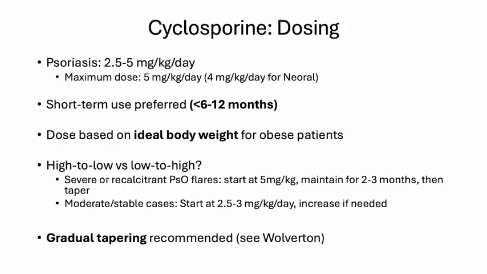How is cyclosporin dosed? For psoriasis, the typical dosage range is 2.5 to 5 milligrams per kilogram per day. The max dose in dermatology is traditionally 5 mg per kg per day, but 4 mg per kg per day should be considered for the Neoral formulation due to its greater bioavailability. Cyclosporin is best used short-term, typically less than 6 to 12 months. For obese patients, dosing should be based on ideal body weight, not actual body weight. It's important to start at a lower dose and increase gradually for moderate disease, while severe flares may warrant starting at the maximum dose with subsequent tapering. In general, tapering of cyclosporin should be done gradually.